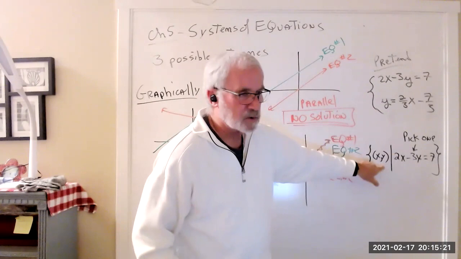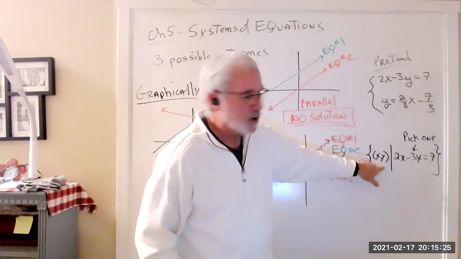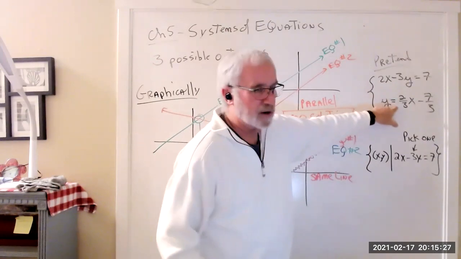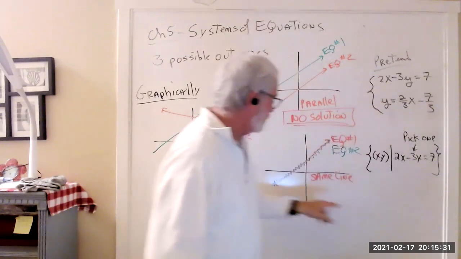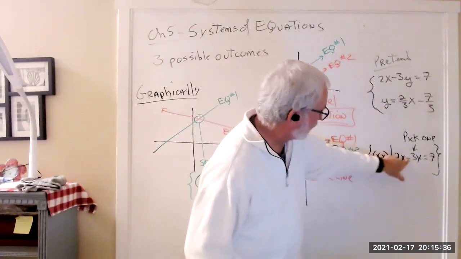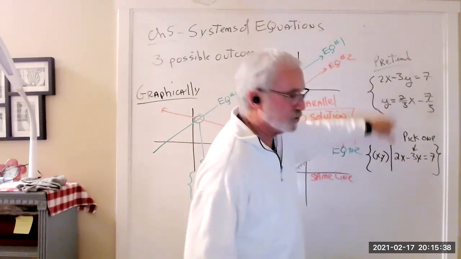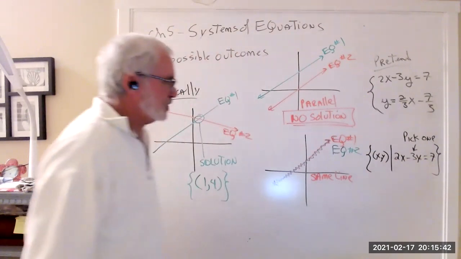Then this is what you put as your answer. Okay. You could have put this as your answer also. Either one, you pick either one of these. So when they're the same line, you write this mess and you pick one of the 2 equations you have and put it right there. Did that answer your question or not?